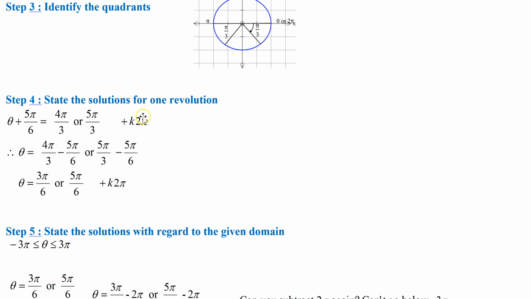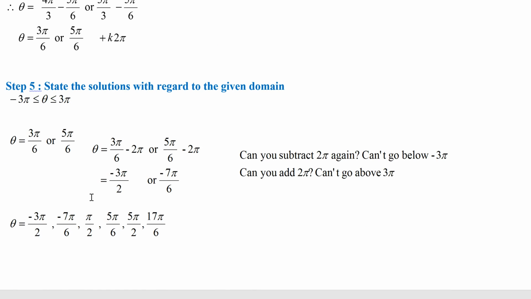Then we want to state the solutions for one revolution. We've got the plus k2 pi here. And just like we did with the last question, to get rid of the plus 5 pi on 6, we subtract. We keep going for our domain. So you could have a read of this or cover it up, try it yourself, and hopefully that helps with solving trig graphs, trig solutions.